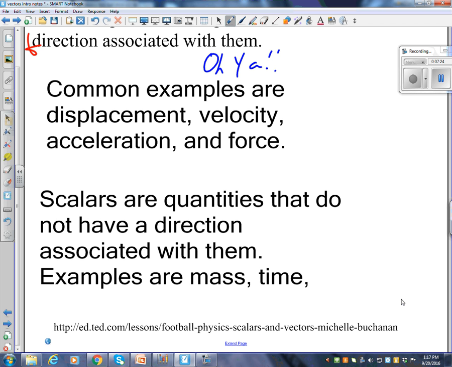It's always like the next one, scalar. Scalars are quantities that do not have a direction associated with them. Examples are mass and time, right? If I jump on a scale and it shows that I weigh 80 kilos, you're not going to say 80 kilos south. Does that make sense? It took those students 18 minutes east to come get the computers. Doesn't make sense.